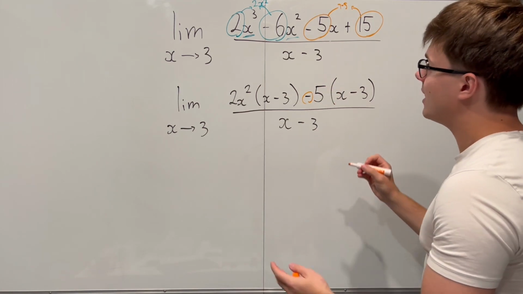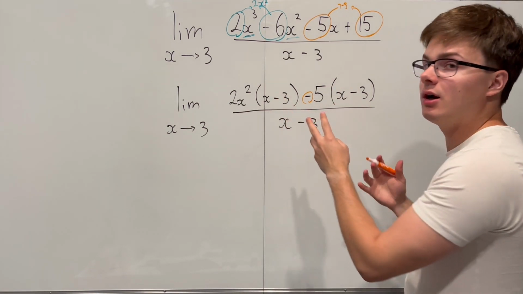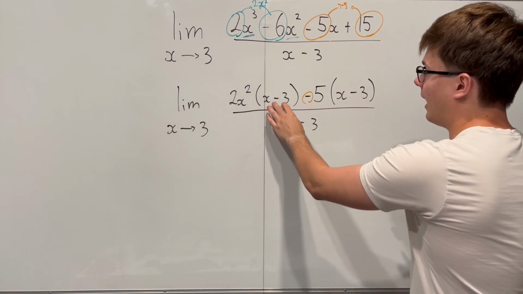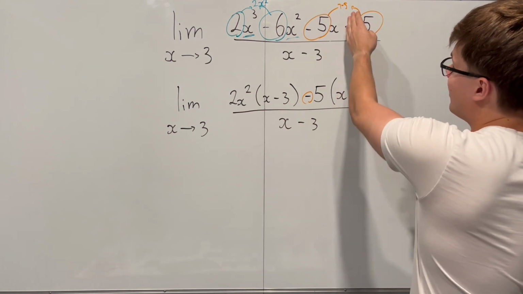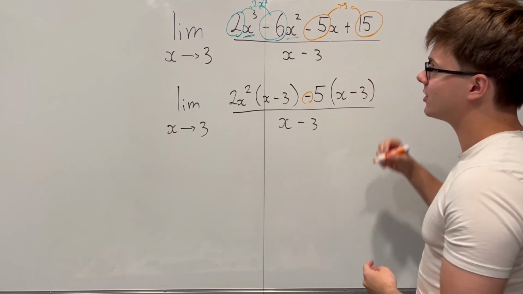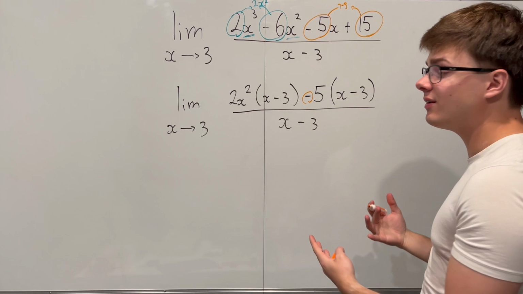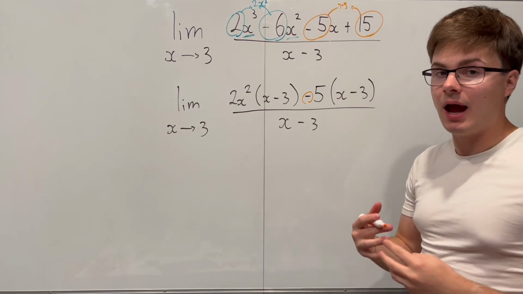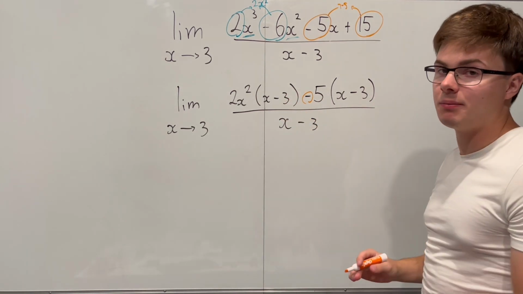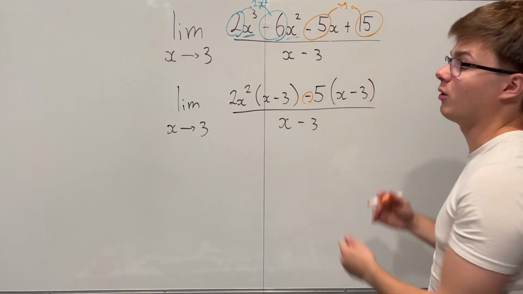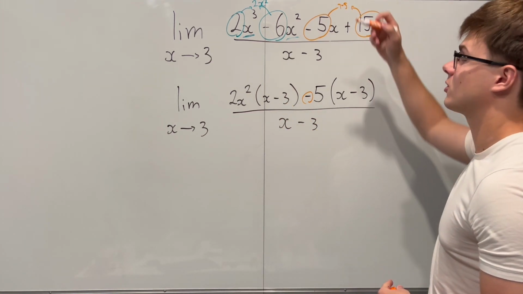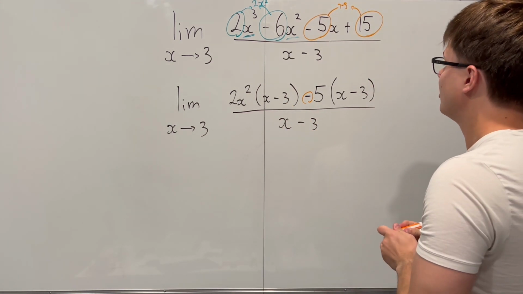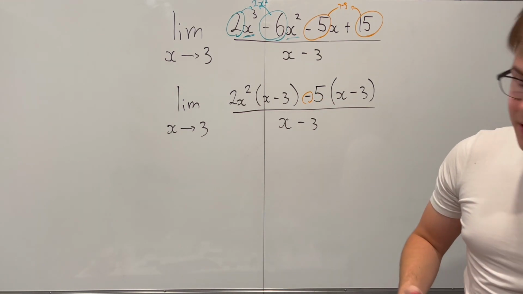The reason I chose the negative is because I want to have the same bracketed item here as I do here. If I didn't factor out a negative 5, I would have had a plus here, and that would have been very annoying. The point of this is to be able to factor something out here to cancel with the bottom. So I wanted to get x minus 3 both times. And to do that, I had to factor out the negative of 5. So there we go.